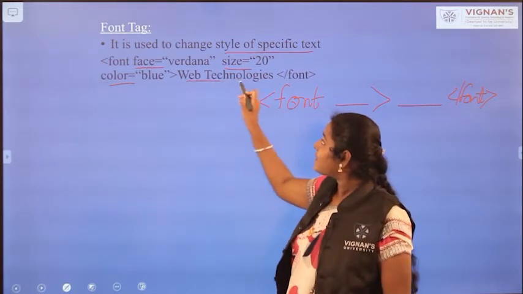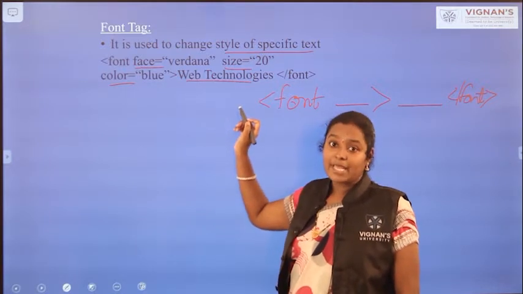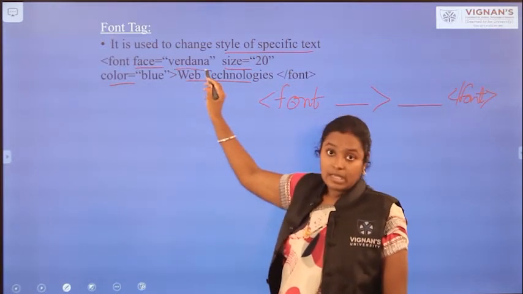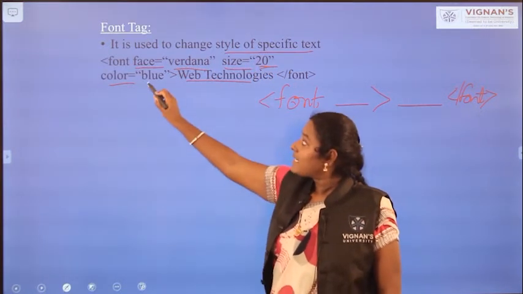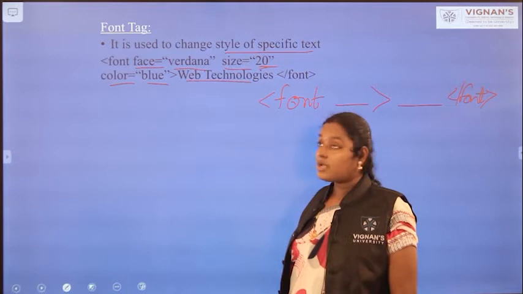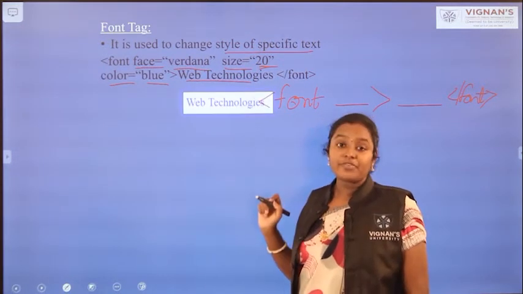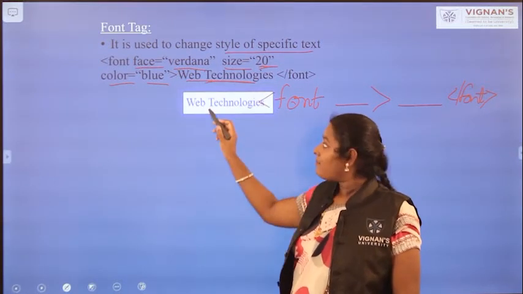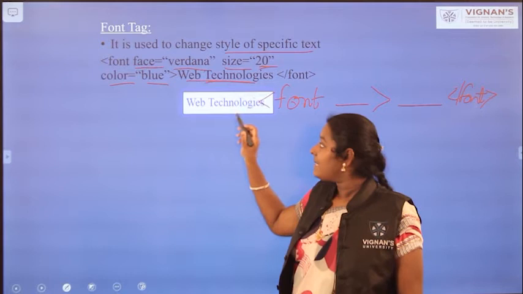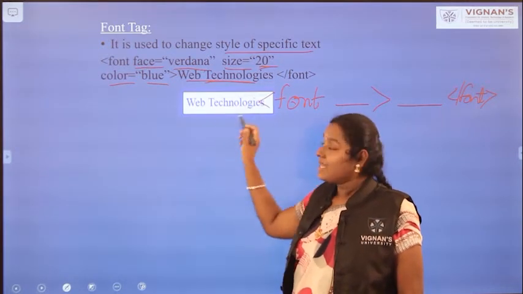So here I have written the content, that is web technologies. For the web technologies I am taking the style Verdana, and it will appear in the size 20 pixels and with the color blue. Now see the output for this tag. This is the output: for the web technologies content I am applying the color blue and it will appear with the size of 20 pixels in the style Verdana.